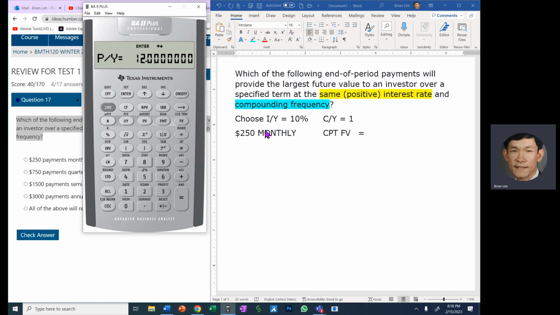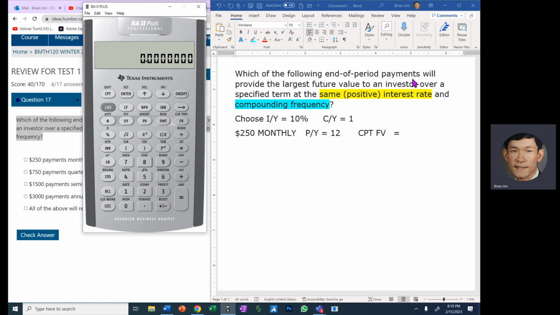the payment. It's monthly. So maybe we should put here that monthly. So it means that PY is equal to 12, right? And then we push that over a little bit. So PY is 12, so that one is set. But we'll keep CY at 1. Enter, so PY is 12, CY is 1, and then we come out of there.